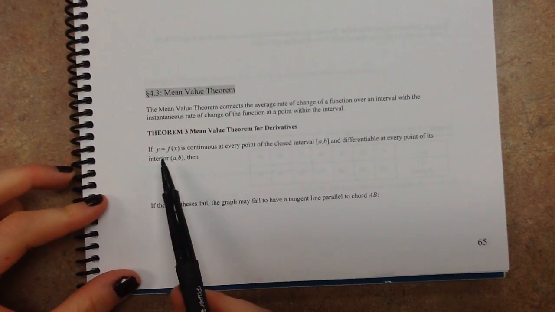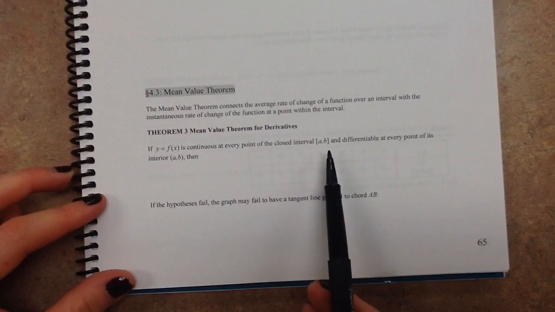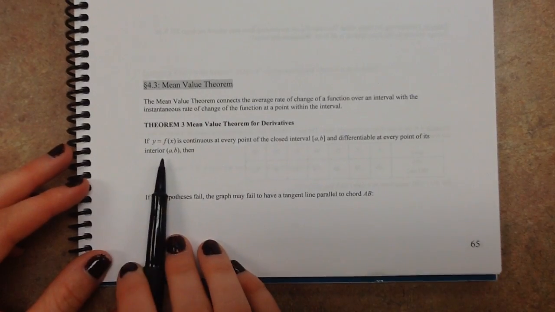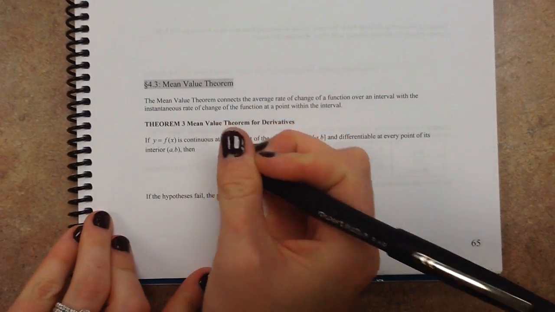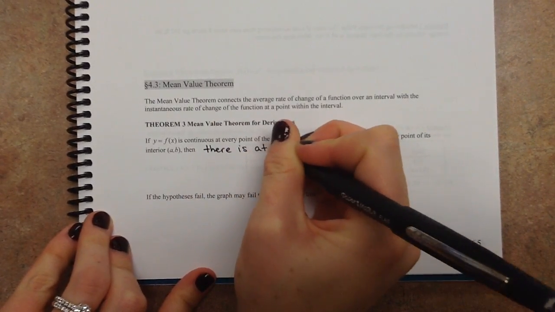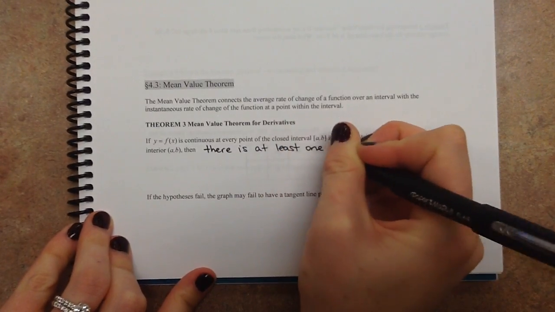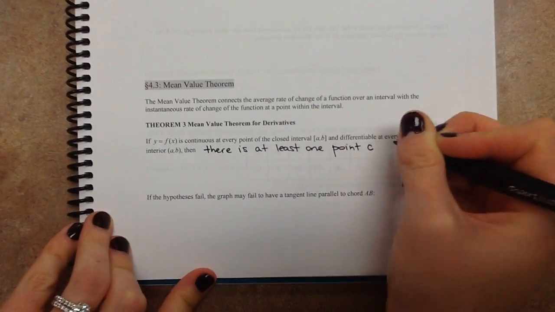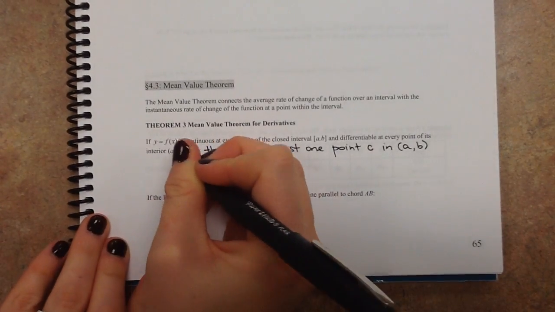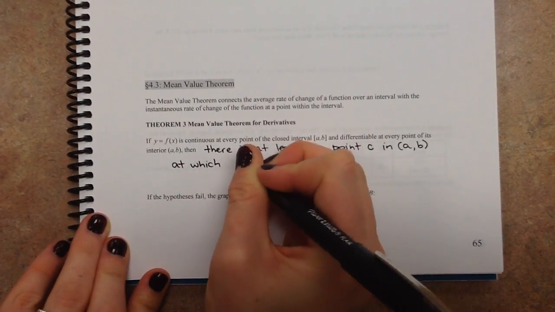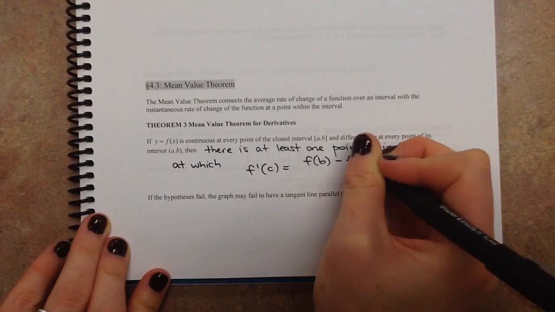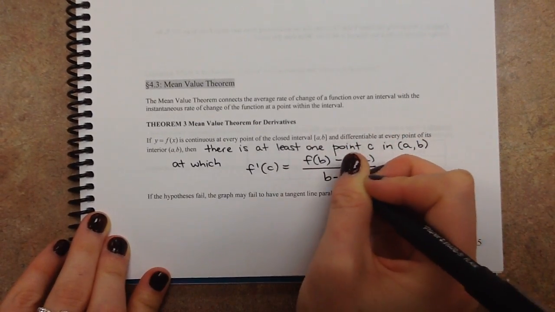So here's the theorem. If the function's continuous at every point on a closed interval, so it doesn't have to be continuous everywhere, just on a certain interval, and then differentiable on the open interval, then here's what we can say. There's at least one point C in the interval from A to B at which f prime of C is equal to f of B minus f of A over B minus A.